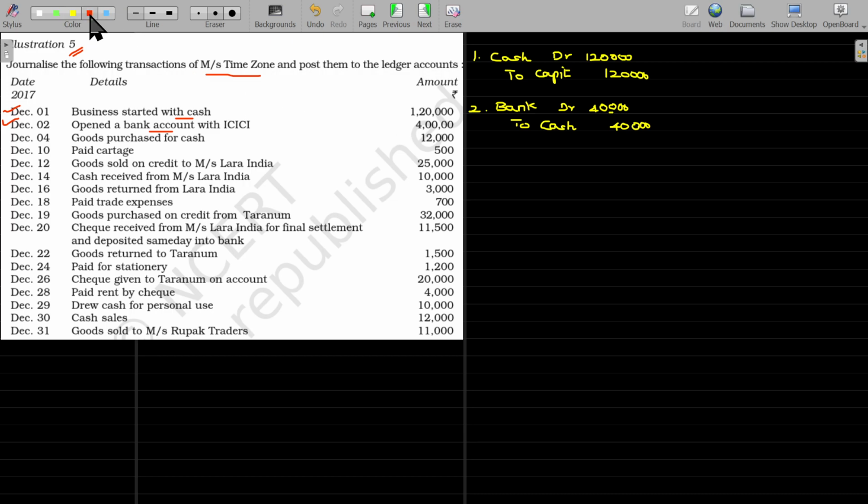And on 4th December, goods purchased for cash rupees 12,000. Entry being purchases account debit to cash. This value being 12,000.